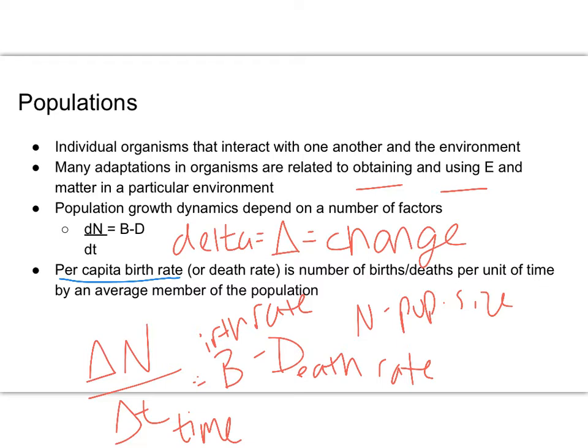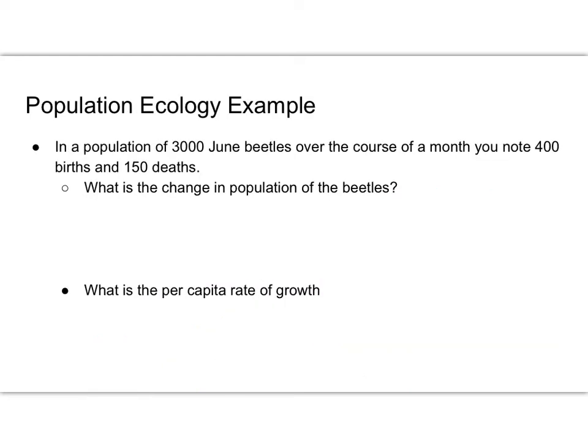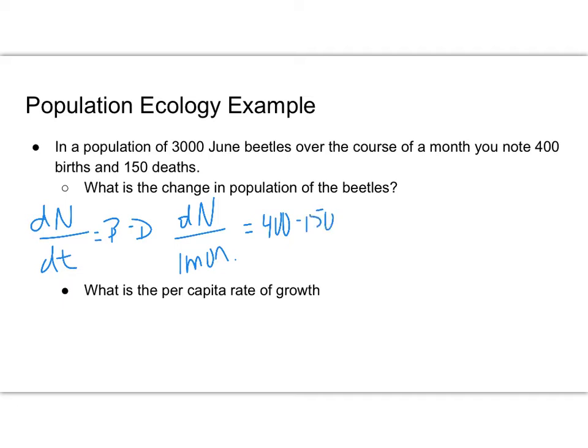Like I said, let's look at some examples of these. So in this particular scenario, I've got a population of 3,000 June beetles, and over the course of 1 month, I note 400 births and 150 deaths. So what is the change in population of the beetles? That's going to be our first equation, right? Our change in population over our change in time is birth rate minus death rate. My change in time was 1 month. My birth rate was 400, my death rate was 150.